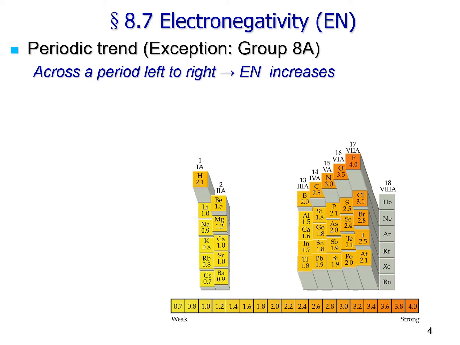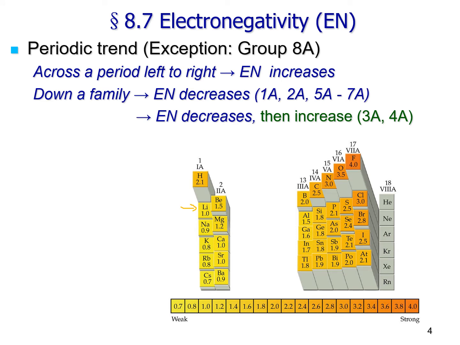But when we look at starting with the second period right here, we start to see there's a periodic trend. As we cross a period from left to right, electronegativity increases. From lithium at 1.0 all the way up to fluorine, which is 4.0. That also repeats itself in the third period, from 0.9 all the way up to 3.0. There's no exception there.